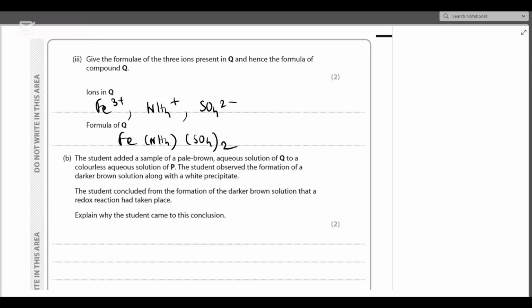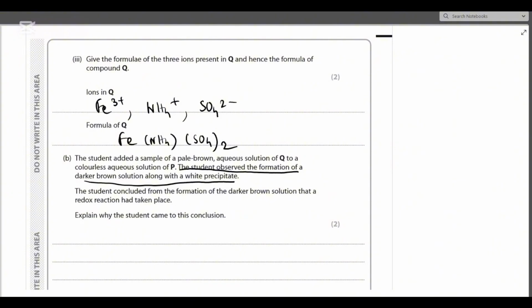Moving on, the student added a sample of a pale brown aqueous solution of Q to a colorless aqueous solution of B. The student observed the formation of a darker brown solution along with a white precipitate. Okay, this is very important, this line right here, along with a white precipitate. Now, the student concluded from the formation of the darker brown solution that a redox reaction had taken place. Explain why the student came to this conclusion.